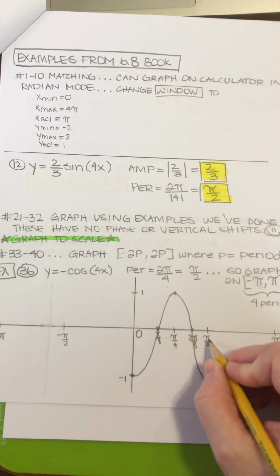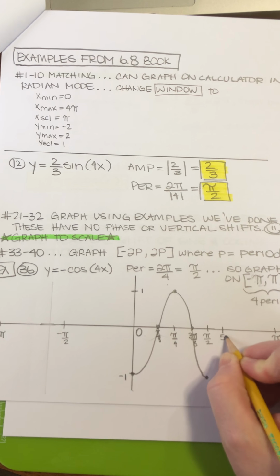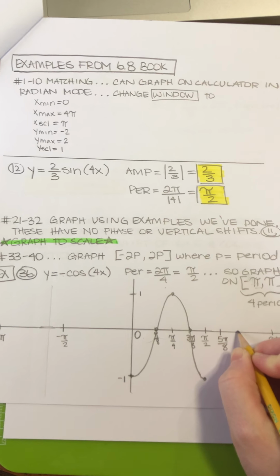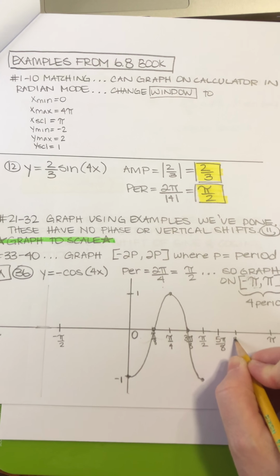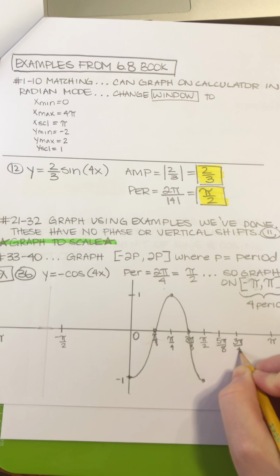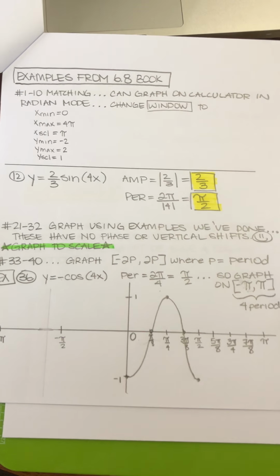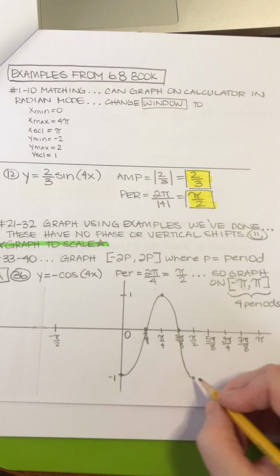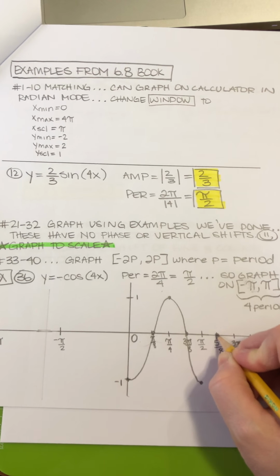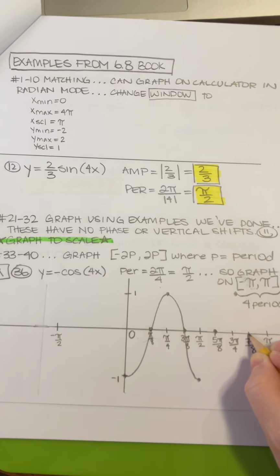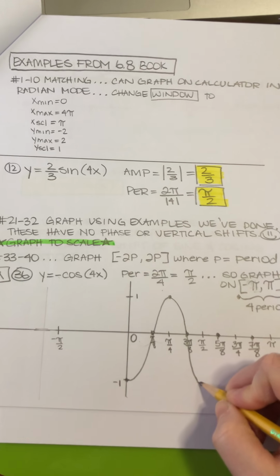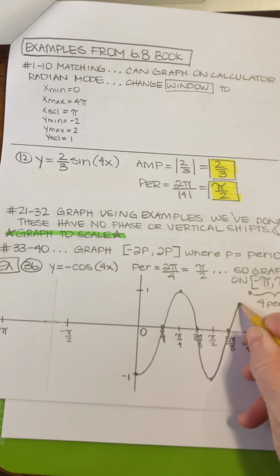So to graph the 4 periods, what we need to do is just continue that pattern. So there's 3 pi over 8, 4 pi over 8, 5 pi over 8, 6 pi over 8, which would reduce to 3 pi over 4, and then 7 pi over 8. And we're going to do the exact same thing. We're going to do our 5 key points: minimum, x-intercept, maximum, x-intercept, minimum, and connect with a nice smooth curve.